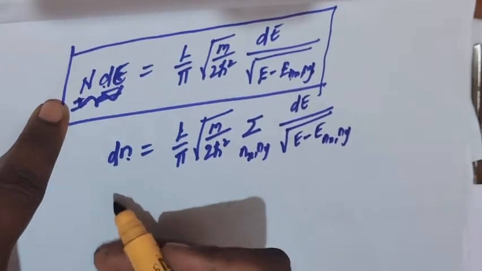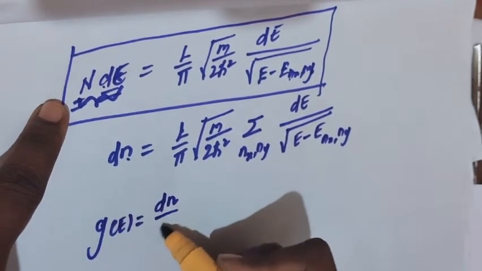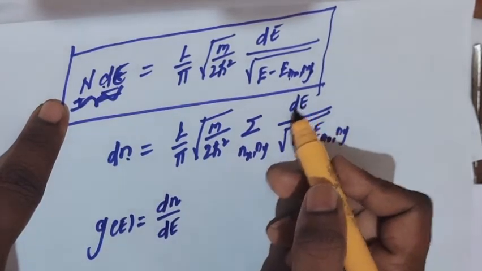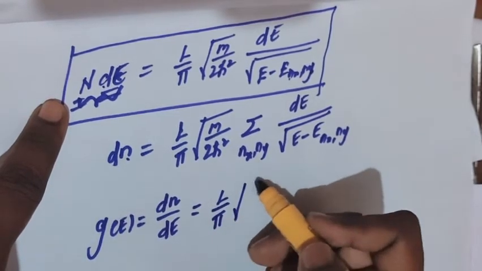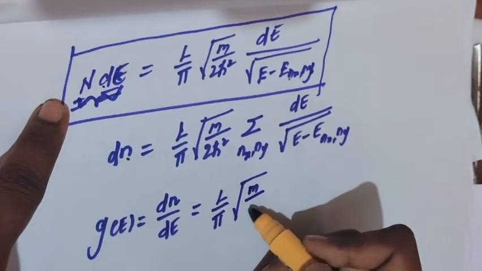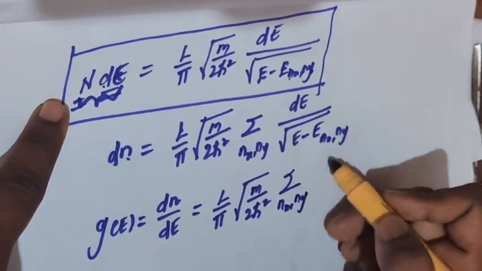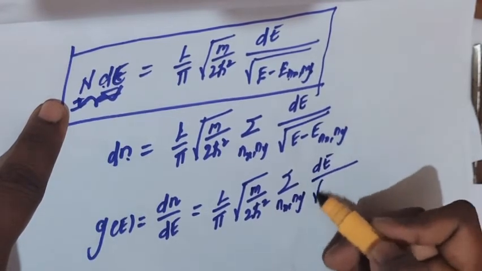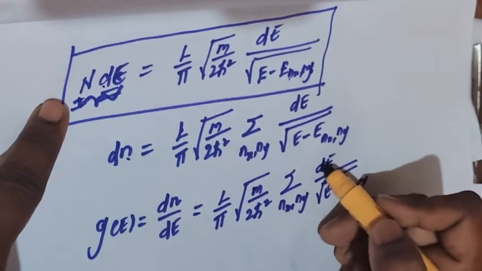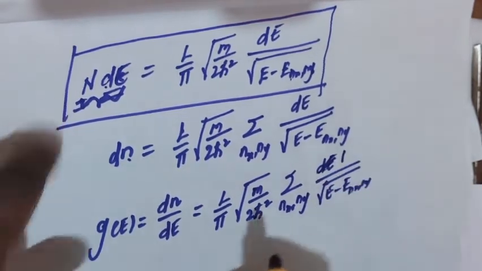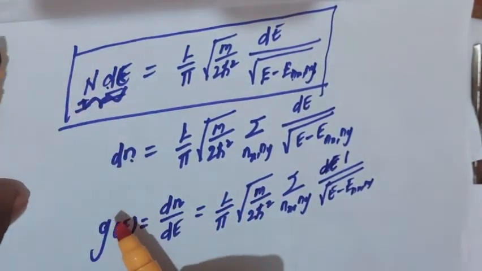We know the density of states expression, g of E, is simply dN by dE. If you rearrange the dE and push it to the other side, that will be equal to L by π, square root of m divided by 2ħ², sum over nx, ny, of 1 over square root of E minus E_nx,ny. So this is the density of states of the electron in the quantum wire.